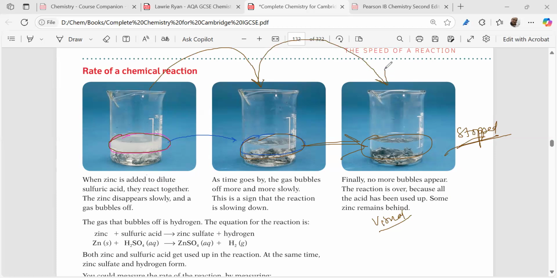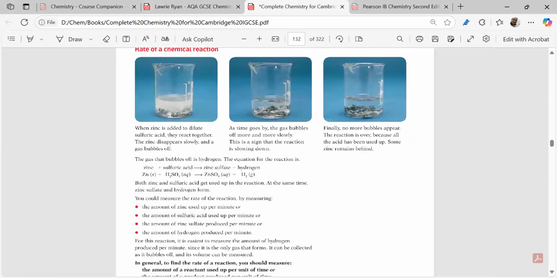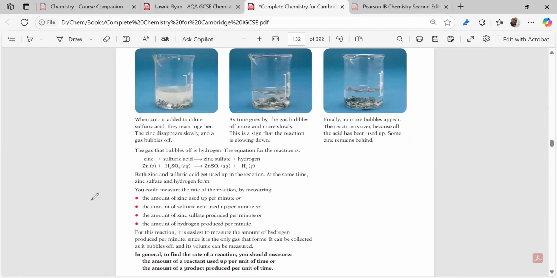Ultimately it stops. So it's a very important part we have to nurture: whenever we see any reaction, we are very sure that the rate of the reaction is fastest at the start, it slows down as the reaction proceeds, and ultimately it stops. Now, can we find this out by any other means? Yes, we can find it out experimentally also. Now, what do you mean by rate? Rate is nothing but the change happening per unit time. So if you want to find out the rate of this reaction, how can you find it out? We can find it out by measuring the amount of the zinc.